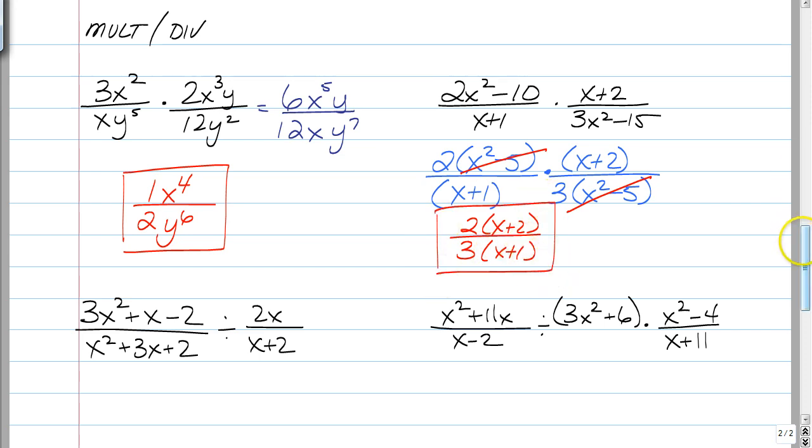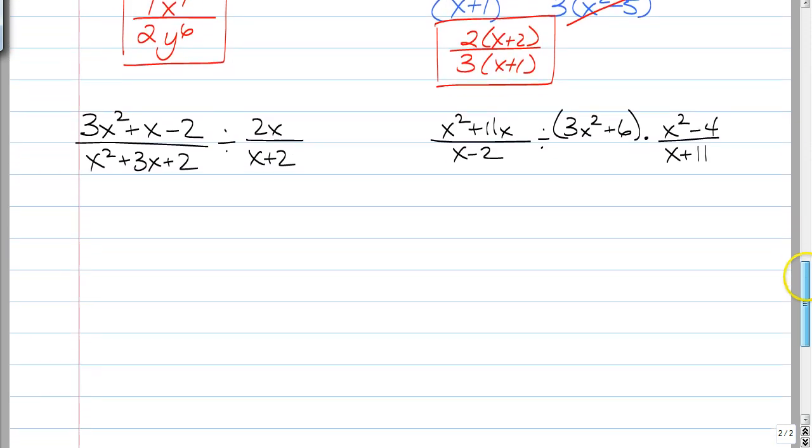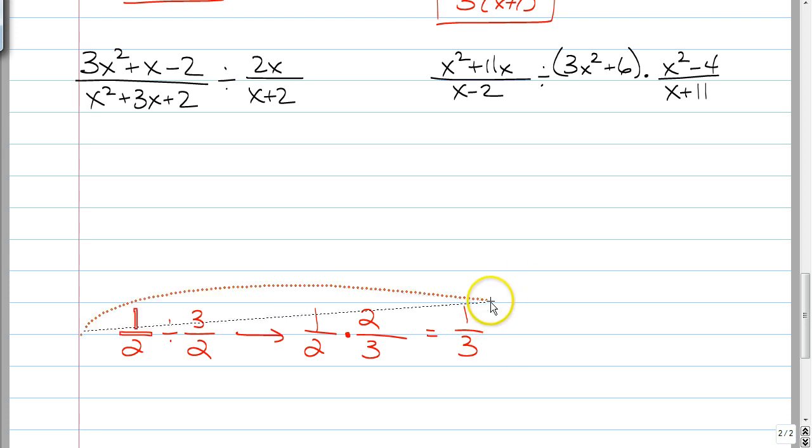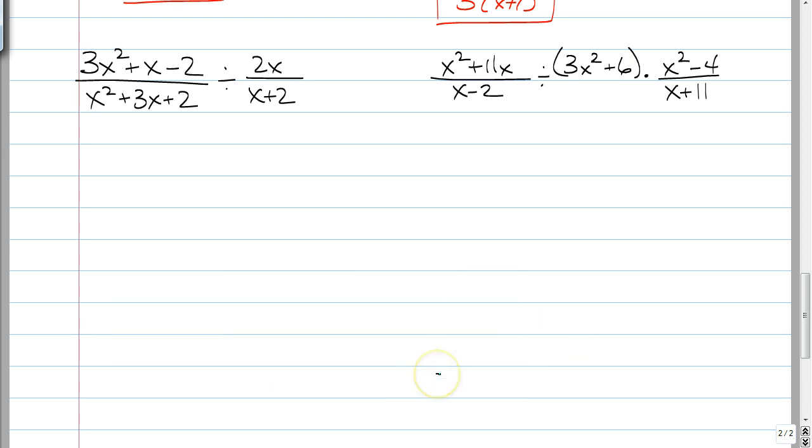Division is the exact same thing as multiplication. The only difference is you're going to flip the second fraction. You probably remember back in the day that if we were doing an example like what is 1/2 divided by 3/2, you would just rewrite that problem to 1/2 times the reciprocal of the second, and you would end up with 1/3 after you reduced. Well, this is the exact same concept. You're just multiplying fractions. It's just that these fractions are real big and nasty.